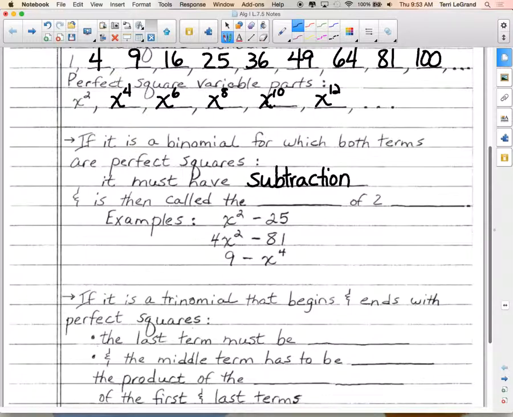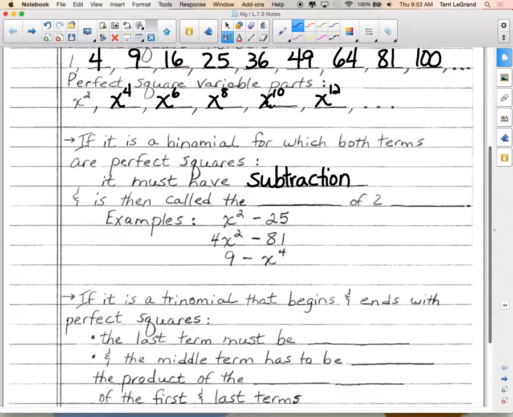If it's a binomial, or in other words b is 0, that means the x terms disappeared. That means opposites were added together and they canceled out. So I would have had a positive one of them and a negative one of them. And what happens when you take a positive times a negative? You get a negative. So our c value has to be negative, doesn't it? So it has to have subtraction.